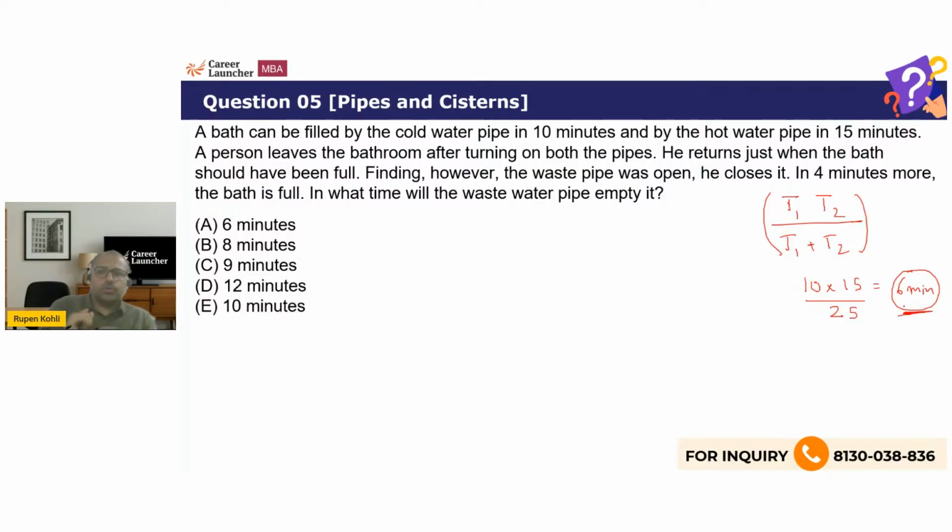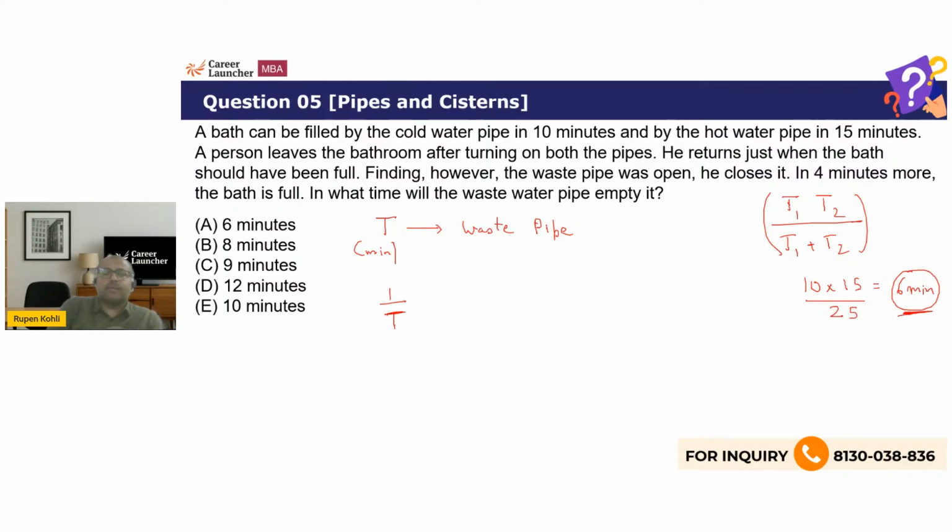It was doing the negative job. The negative job that it did in 6 minutes was compensated by the 4-minute work of both the pipes taken together, right? So if I say that the waste pipe takes some time t in minutes to completely empty the tank or the bath, then per minute it is doing 1 by t part of the work, right? That's the basic logic.